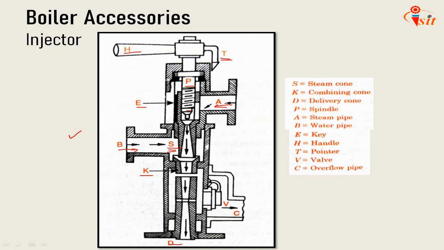The water mixes with the steam at the combining cone where it is condensed. The mixture then passes through the delivery cone, and there its kinetic energy is converted into pressure energy. The final pressure must be greater than the steam pressure of boiler, otherwise water will not enter into the boiler. The excess water finds its way through the overflow pipe C.